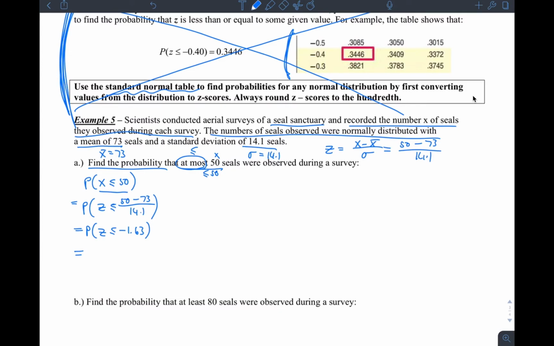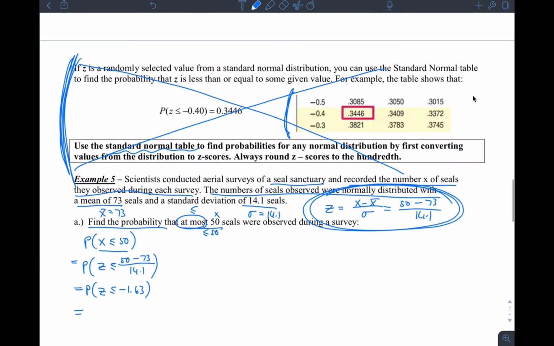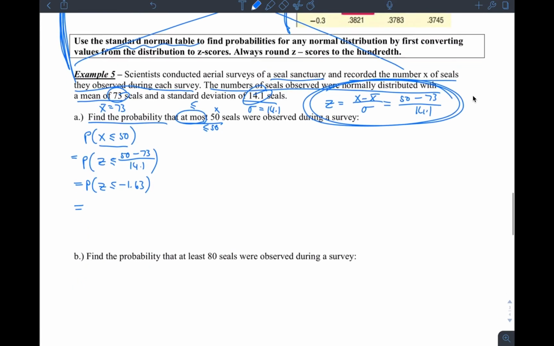And because we've done this process of standardizing, we're now talking about the standard normal distribution. So we've taken a distribution with mean 73 and 14.1, and we've converted that to a standard normal distribution. So let me just illustrate that for you. Here was our original distribution, and if I add 14.1 to that, what do I get? 87.1 or something like that.